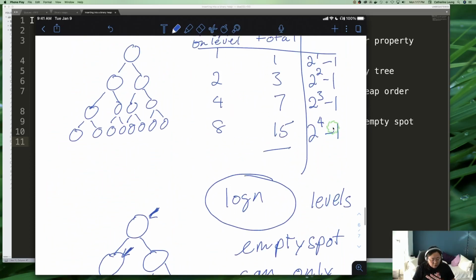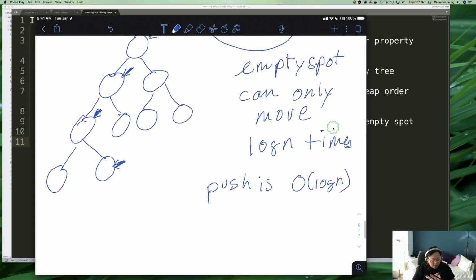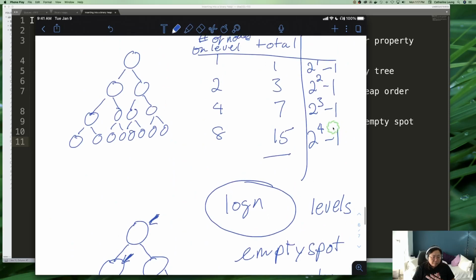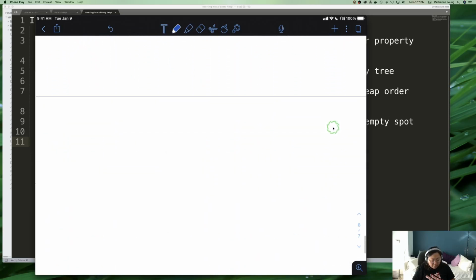Okay, so this is how we actually implement insertion. Now I'm going to do a quick review with you right now. I'm going to put down a bunch of numbers and I want you to create a min heap out of these numbers. So get ready, and then I'll reveal the answer.